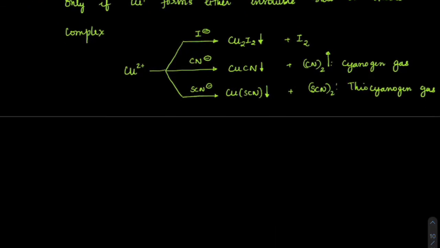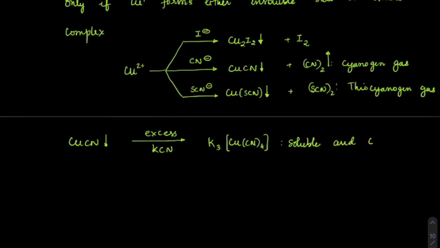Okay, in both the cases, CuCN is a precipitate, but if you use excess KCN, this precipitate would form a complex which is K3[Cu(CN)4]. This is what will take place, and this is completely soluble and colorless. Is that clear? It is +1 oxidation state, so definitely it has no unpaired electrons, that is why it is colorless. I hope you understood that, right beta.